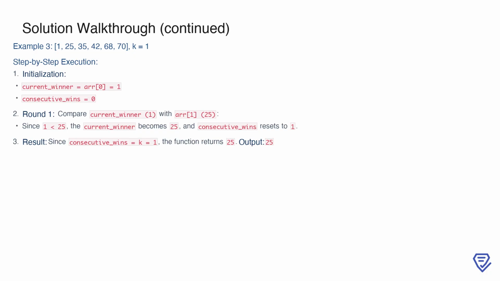In round 1, we compare the current_winner, 1, with the next element, 25. Since 1 is less than 25, the current_winner is updated to 25, and consecutive_wins is reset to 1. This time, consecutive_wins equals k, which is 1, so the function immediately returns 25 as the output.